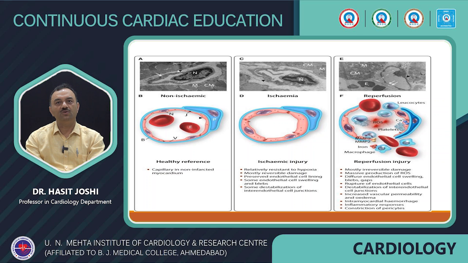So this is the non-ischemic capillary. With ischemia there is endothelial swelling, and with reperfusion there is breakage of endothelial cells, causing irreversible damage, producing massive reactive oxygen species and diffuse endothelial swelling, blebs, gaps, rupture of endothelial cells and destabilization of interendothelial cell junctions, which leads to increased vascular permeability, interstitial edema and intramyocardial hemorrhage.